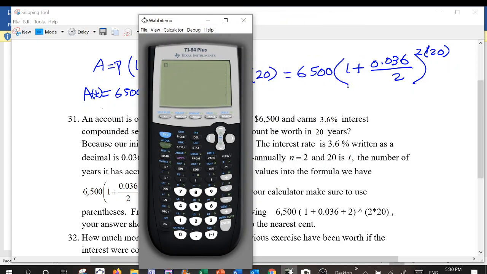And so we start from inside. We can actually put the whole thing in the calculator in one statement. So you can put 6,500, right? And put parentheses, 1 plus parentheses 0.036 divided by 2, parentheses closed twice, to the power of 2 times 20, which is 40. There. In one step, you can do all the calculations here.